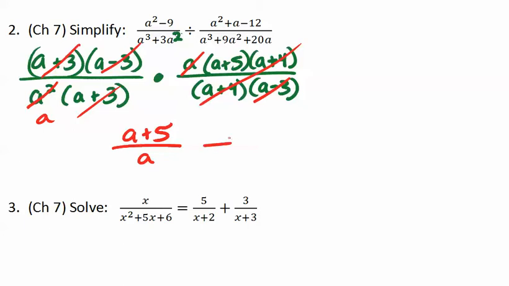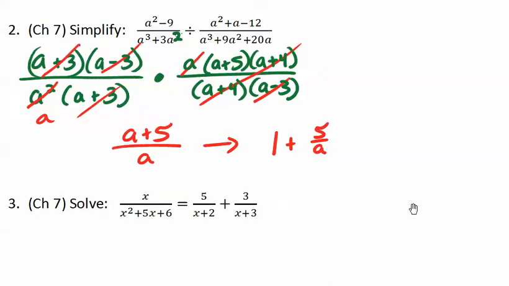So we could rewrite this as 1 plus 5 over a if you wish. But remember that you can't just cross out those a's. That would be subtraction, not division.